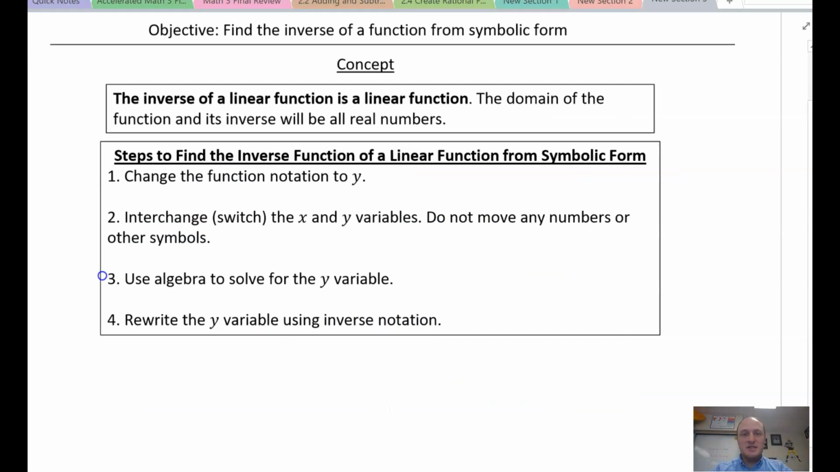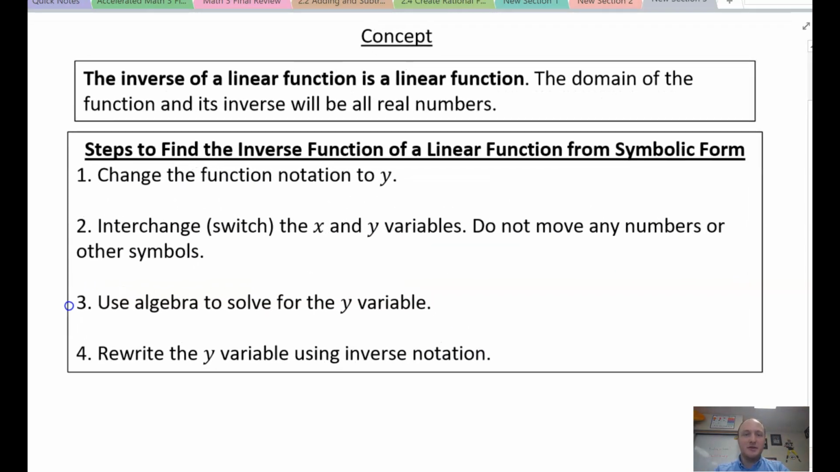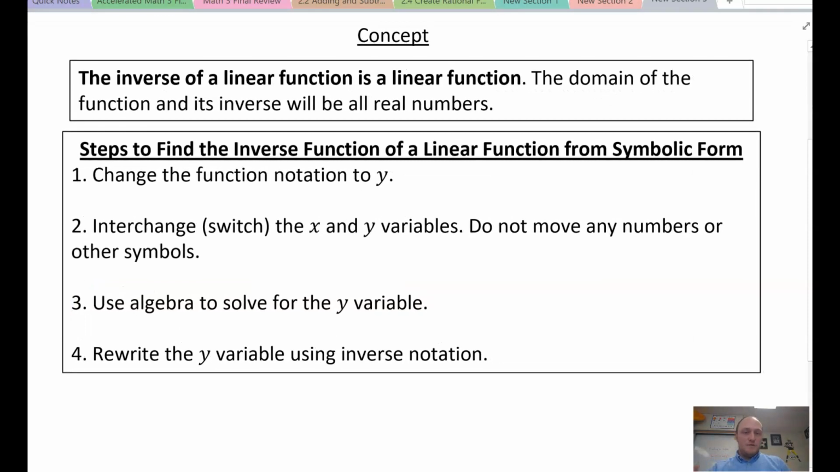Well, here is the step process. Okay, so first thing I want to talk about is the inverse of a linear function is a linear function. A linear function can undo a linear function. And the domain of the linear functions is all real numbers. I can plug in any x from negative infinity to positive infinity. I don't have to worry about any types of restrictions.